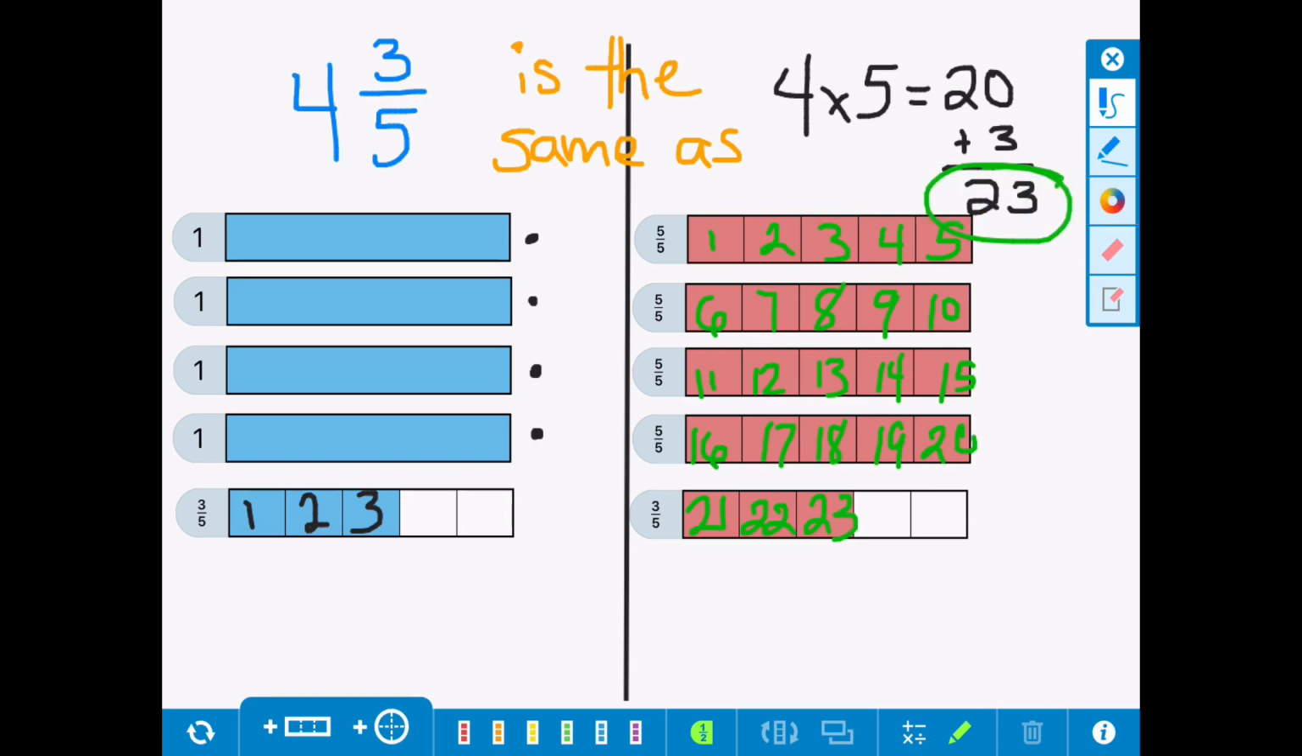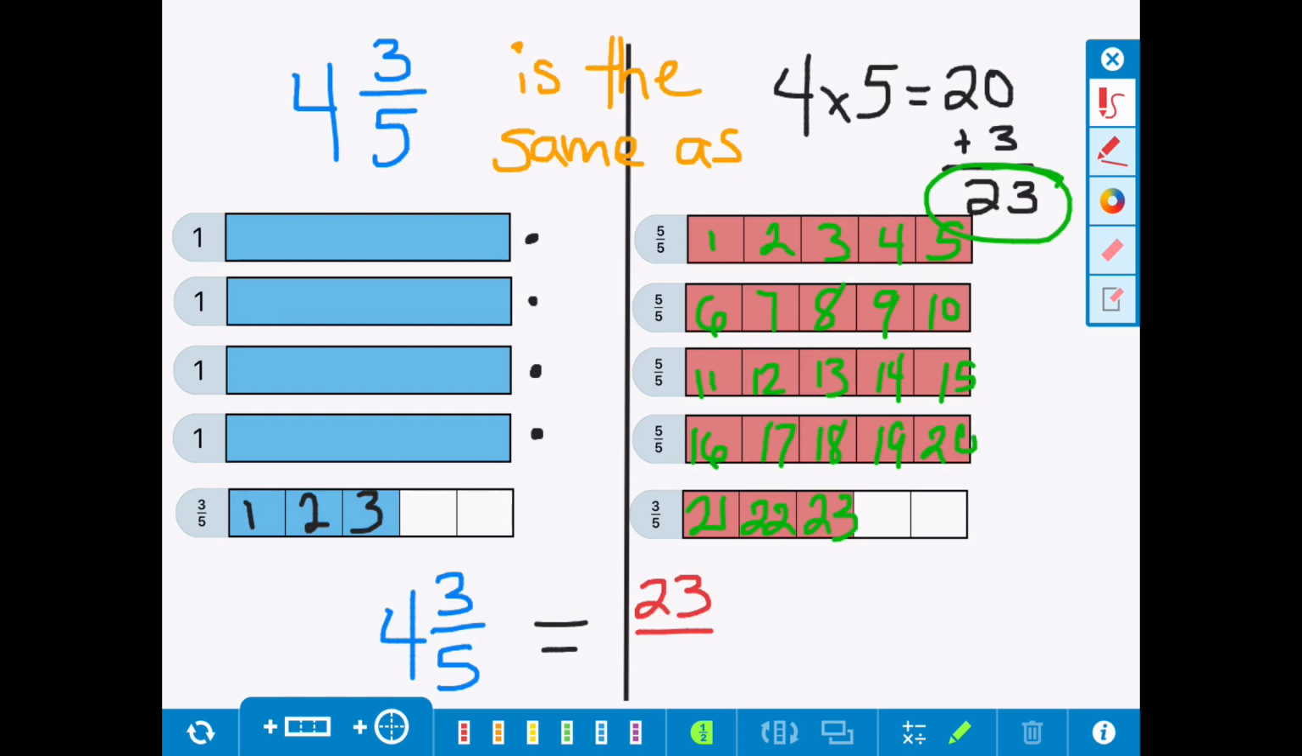So I'm going to rewrite that down on the bottom. 4 3/5 on the left side is the same as, now I had 23 pieces on the other side. I'll write that in red. 23 pieces or parts that are colored in.